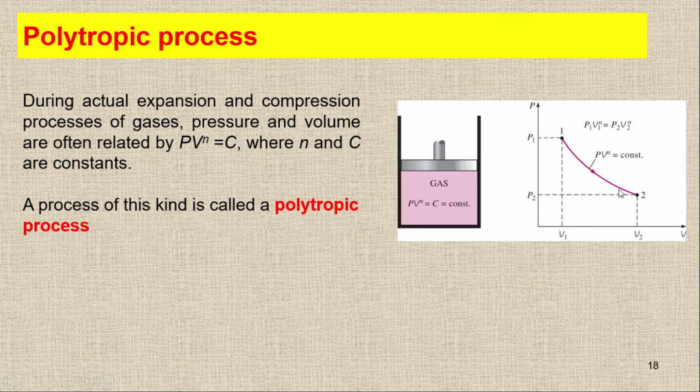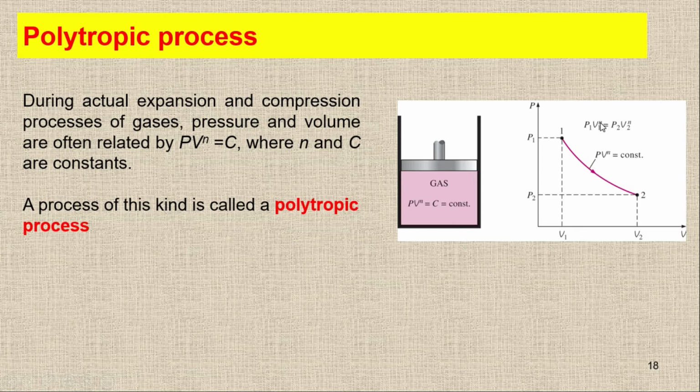So you can see there is an expansion process. During a polytropic process, PV^n equal to C. So we have P1 V1^n equal to C, so it should be equal to P2 V2^n as well, because C is constant. The constant value for this one and this one will be the same. So I can simply equate P1 V1^n equal to P2 V2^n. Actual processes are basically called polytropic processes.